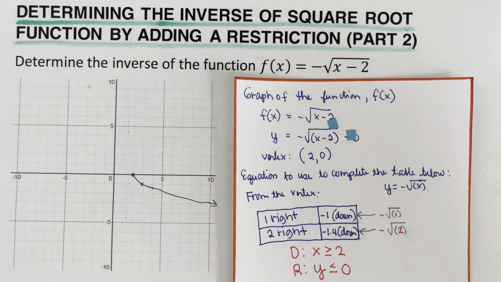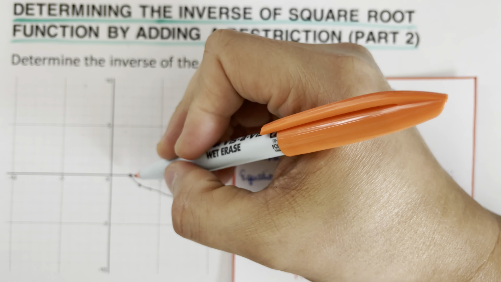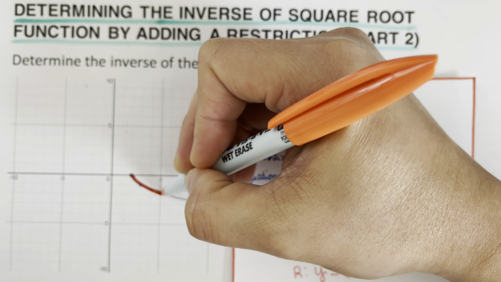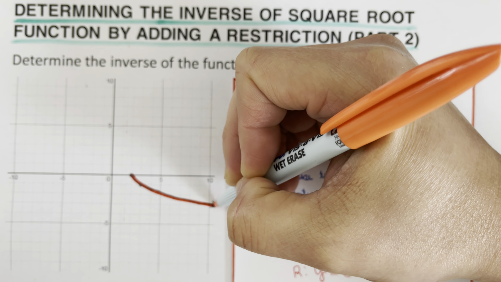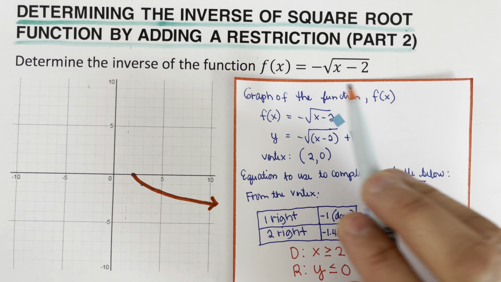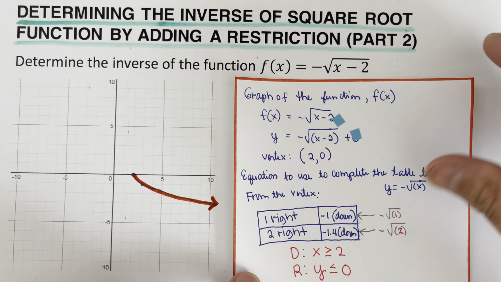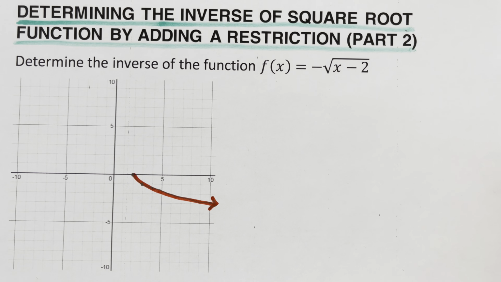So we can change the color for this given function that we have here. I'm going to use red for that. So I'll change this to red. This is the graph of our function negative square root of x minus 2. Now we are going to determine the inverse of this function right here. So I'm just going to show the work on this part right here.